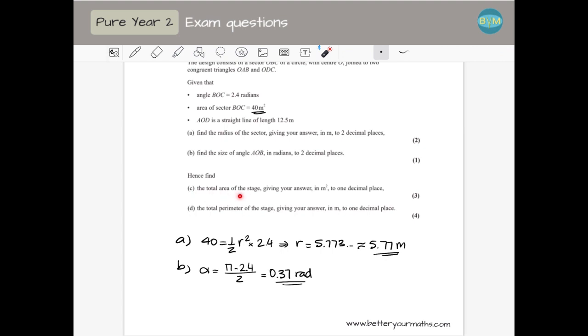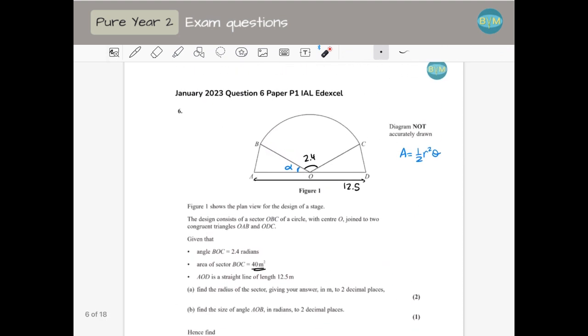C, find the total area of the stage, giving your answer in meters squared to one decimal place. We know the area already of this bit is 40, so we need to find the area of these triangles. We know the angle and we know two sides because we know the radius. So we know this side, and the angle. So to find the area, we can use the formula of the area: 1/2 of this side times this side times sine of this angle. Yeah, that's what we are going to do.